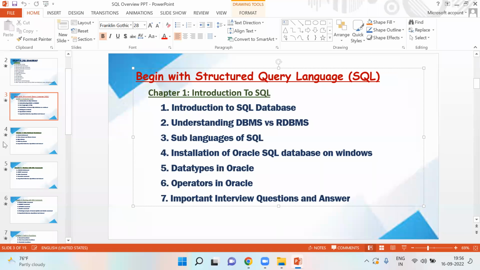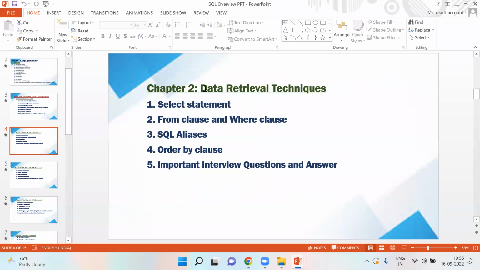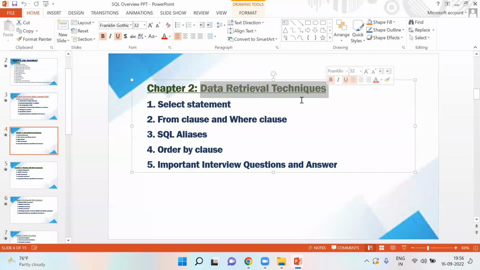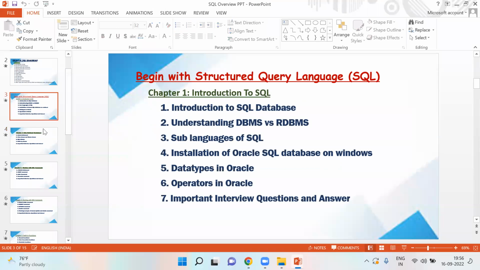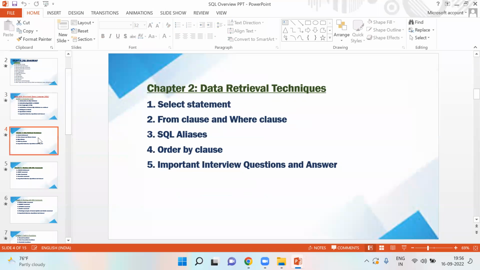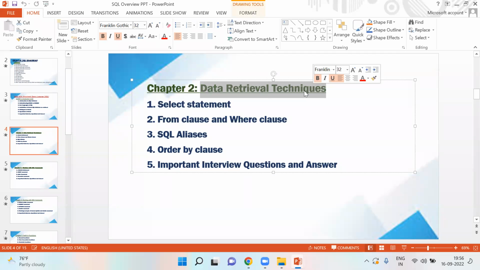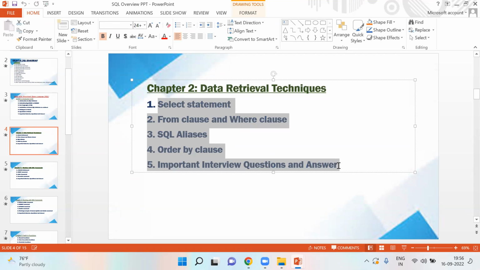Next, in chapter 2, we are going to learn everything at a detailed level. Why am I showing you all these topics? Because if I suddenly start chapter 2 and you don't know the syllabus, you may get confused. That's why I'm explaining it slowly, so that you know what topics we are going to cover, and you should not be in a question mode. What is this SQL alias? What is this order by clause?